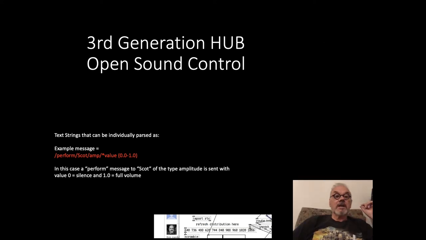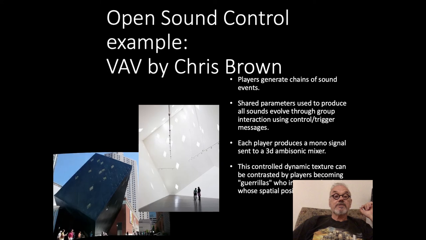Okay, so the third generation Hub was using Open Sound Control, which many of you may be familiar with. And we used text strings like slash perform, slash Scot, slash amplitude, slash value, some value, like that. So we could send all sorts of messages that we defined as we went along. It was a big breakthrough because we weren't stuck to the 127 integer numbers that you could do with MIDI. It gave us floating point and a bunch of other things, and the ability to define messages directly.